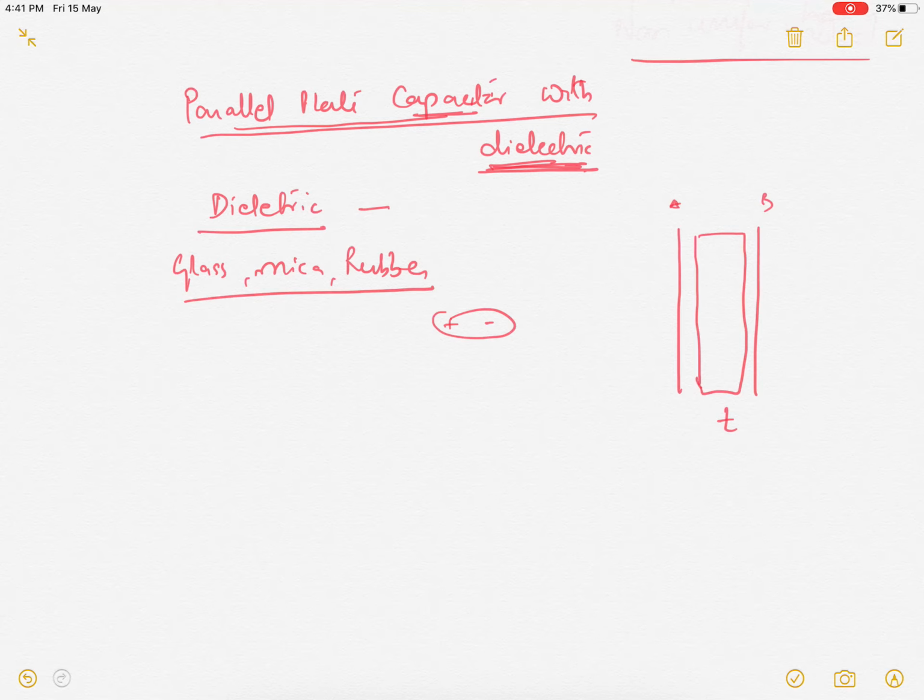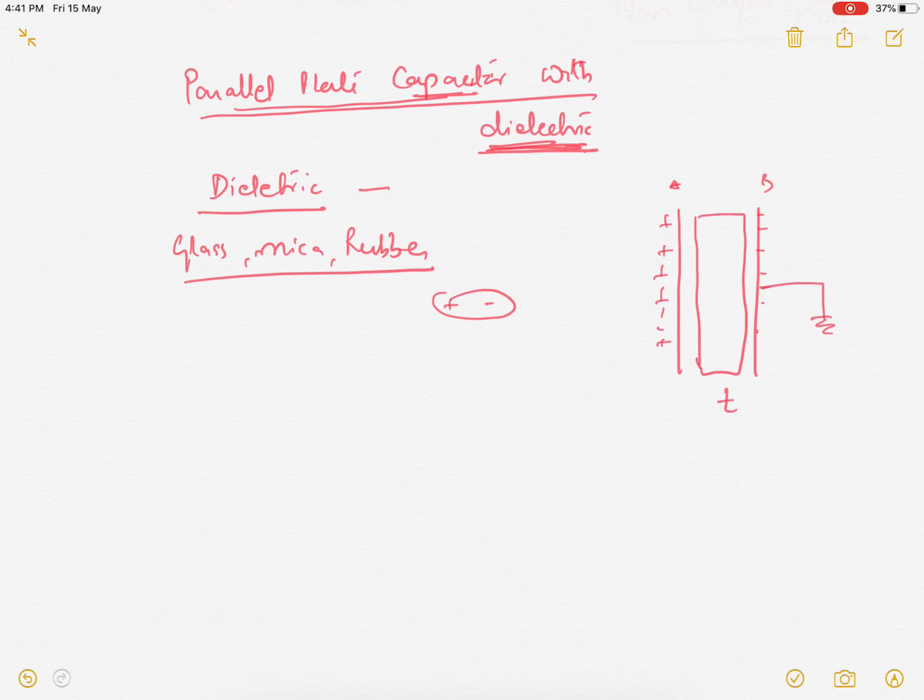So if we consider a parallel plate capacitor AB, with the positive plate and this one negative, and a dielectric slab of thickness t placed in between them. Now due to this dielectric slab there will be polarization. Polarization means displacement of charges. A negative charge will be created here, and a positive charge will be created here. So there will be some electric field due to this, say EP.